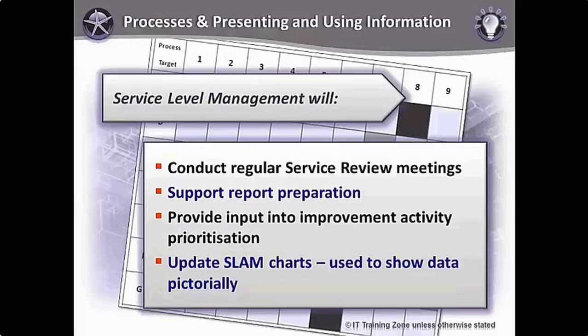In summary, service level management will conduct regular service review meetings, both internal and external, support the preparation of reports, provide input into prioritizing improvement activities, and update the Service Level Agreement Monitoring or SLAM chart. A SLAM chart is used to help represent achievements against service level targets. It uses color coding to show the data pictorially so that it is easy to understand.